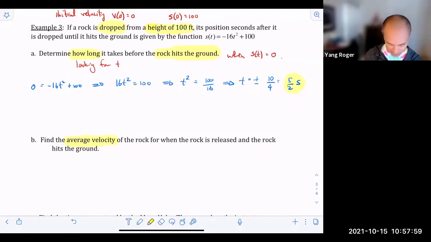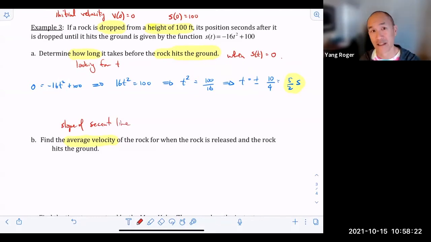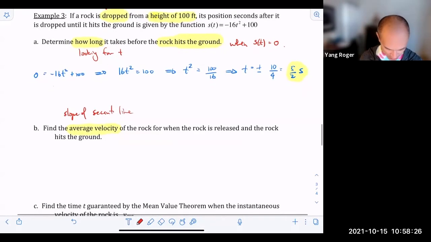Anytime I see the words average velocity, I'm thinking about the slope of the secant line. Remember, the average velocity is the slope of the secant line, and the instantaneous velocity is the slope of the tangent line. The mean value theorem relates those two things together. So for this question, we basically just want to calculate the average velocity.